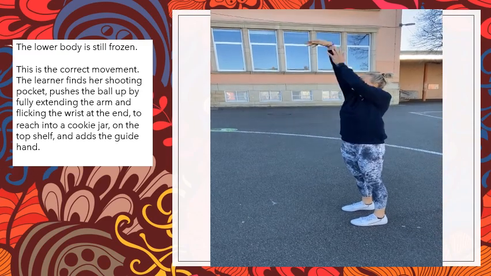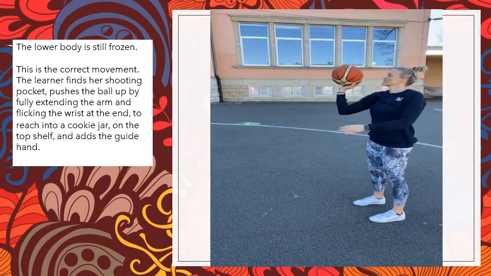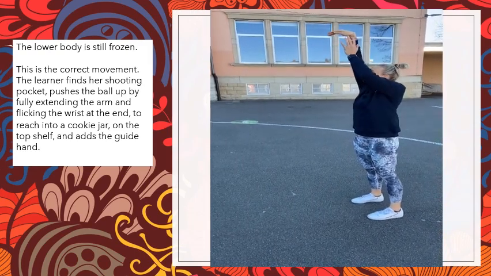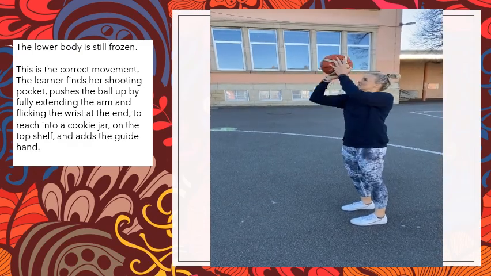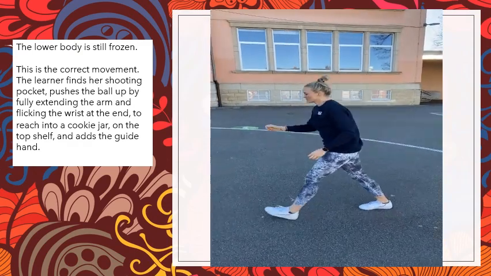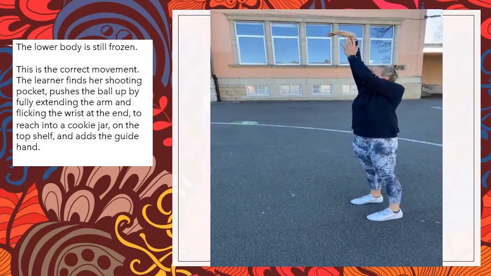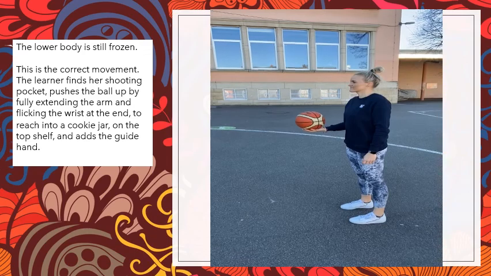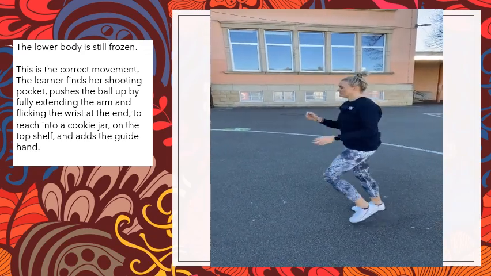This learner was ready to add another degree of freedom to the movement. Her lower body is still frozen. First, she begins by finding her shooting pocket, pushing the ball up by fully extending her arm and flicking her wrist at the end to reach into the cookie jar on the top shelf. Also, she has correctly added the guide hand to the movement.